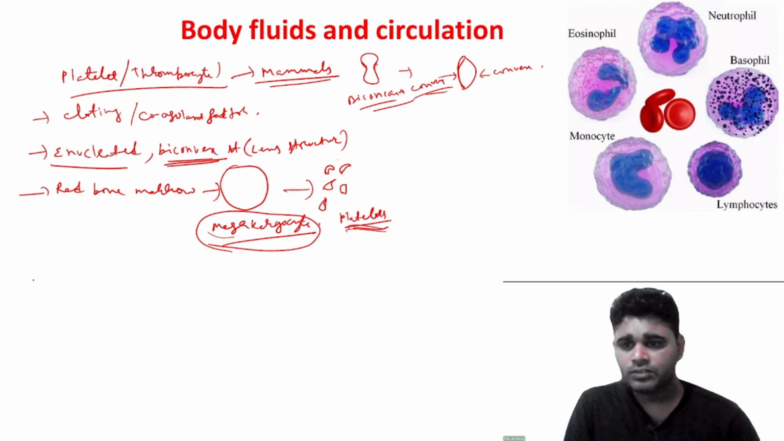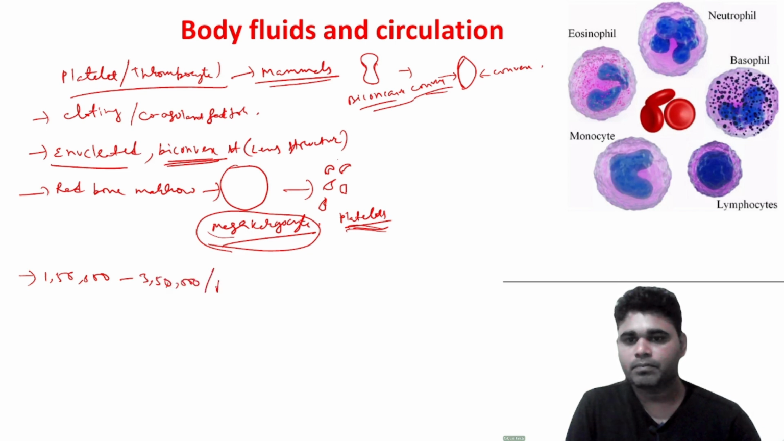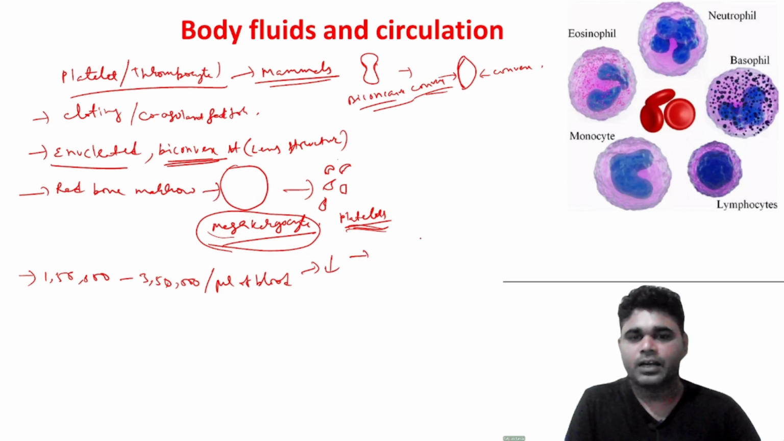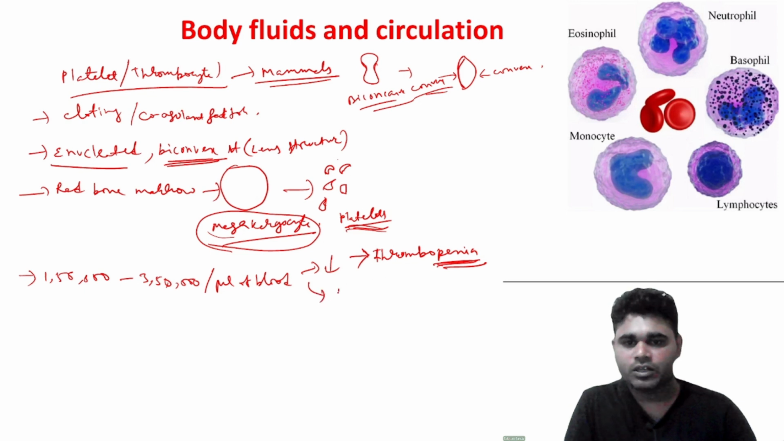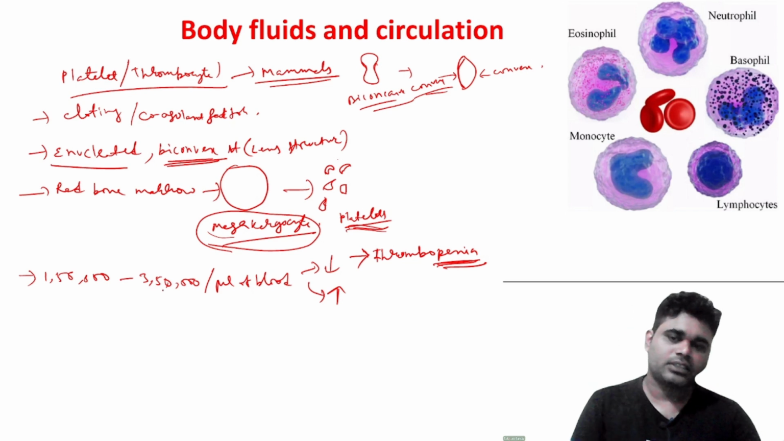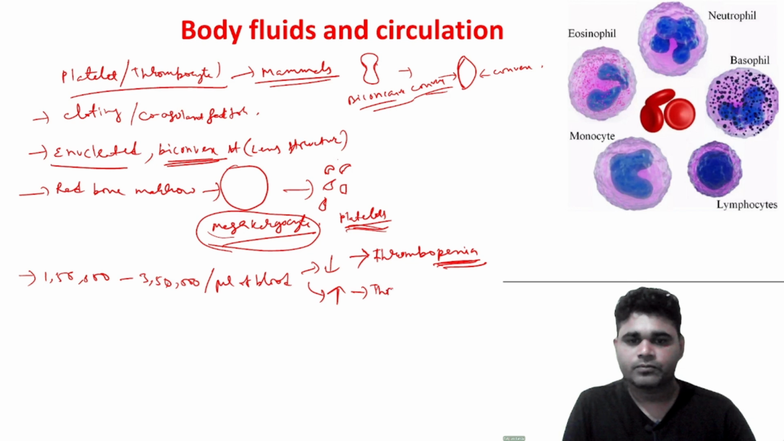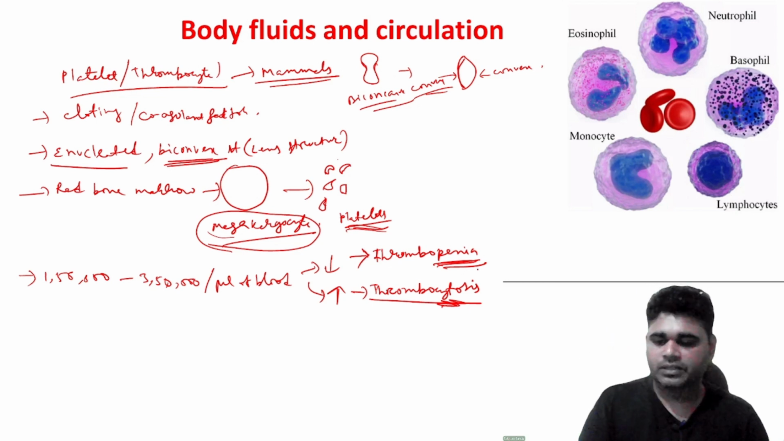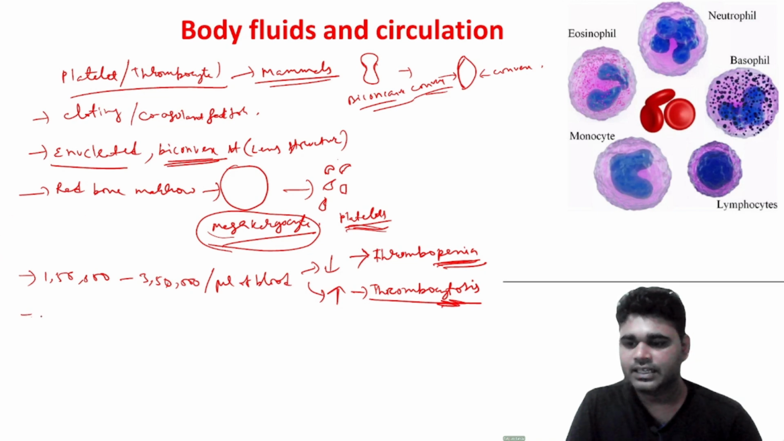Okay. So the number ranges from 1.5 lakh to 3.5 lakh per microliter of blood. When the count is below 1.5 lakh, the condition is called thrombopenia. Again the same suffix, penia. If the number is higher than 3.5 lakh, the term is called thrombocytosis. Okay. So from these terms, cytosis and penia, you can also imagine the number of platelets. Now the lifespan of the platelet is 8 to 12 days.